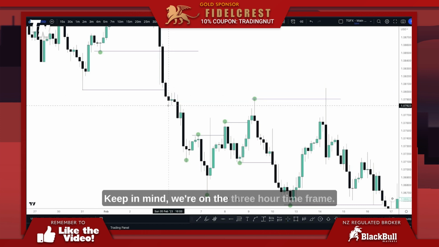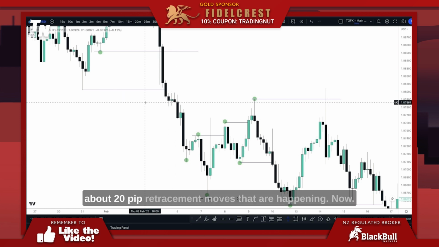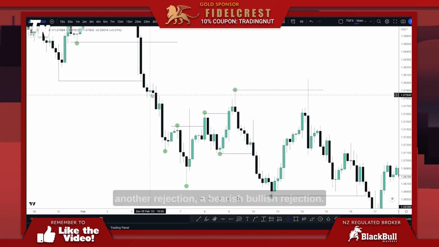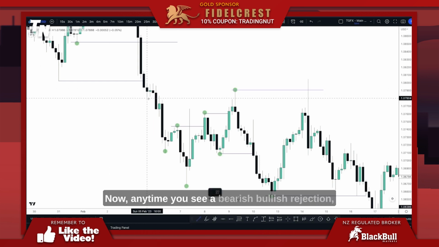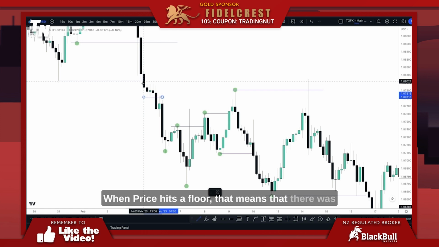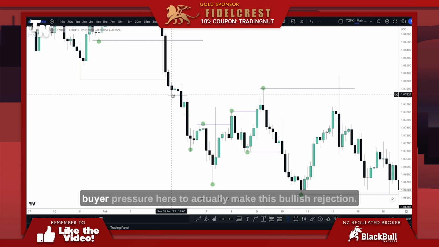Keep in mind, we're on the 3-hour time frame. So although it looks very small, these are still about 20 pip retracement moves that are happening. Now, from this point, we end up making another rejection, a bearish bullish rejection. Anytime you see a bearish bullish rejection, that means that price has hit a floor. When price hits a floor, that means that there was some kind of relief from the selling pressure, right? Which means there had to be some kind of buyer pressure here to actually make this bullish rejection.